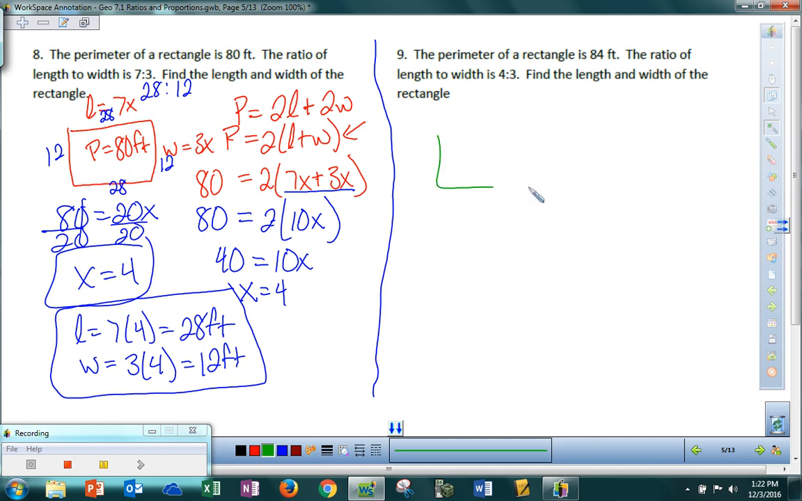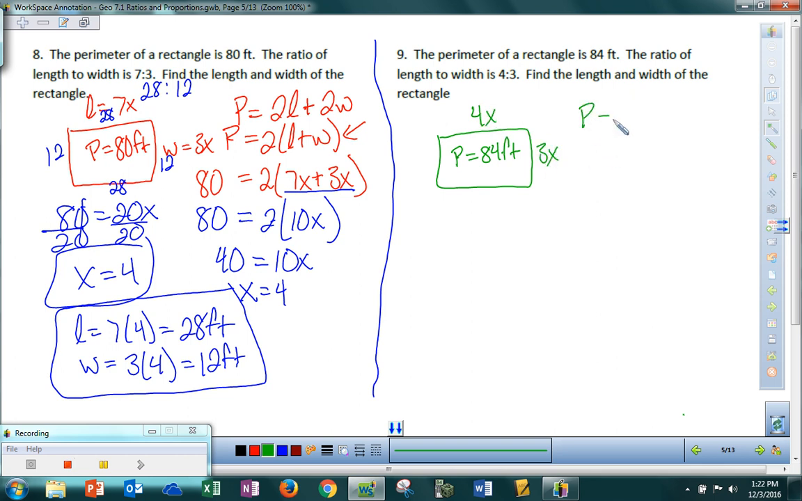Okay, first step is go ahead and sketch yourself a rectangle. We know that the perimeter of this rectangle has to be 84 feet. And it tells us the ratio length to width is 4 to 3. So I will say that's 4x and 3x.